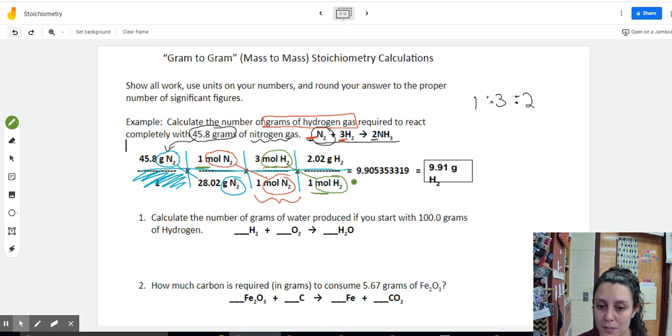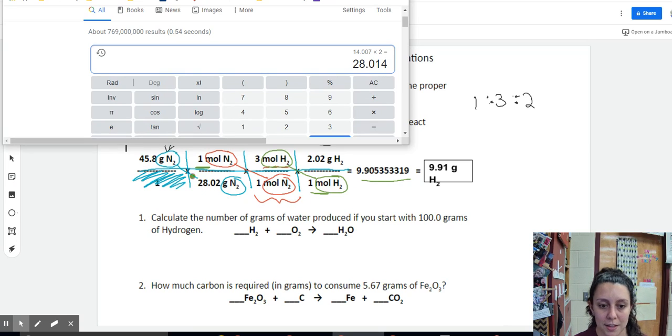Now I do want to show you how this answer comes about. So when you have your calculator up and you're now at this step, you've filled in your whole railroad track, you've done all of your dimensional analysis needed. What we're going to do is go across the top. So we have 45.8. I'm going to multiply it by 1. Now I'm going to multiply it by 3. Now I'm going to multiply it by 2.02. I'm going to push enter. Okay, so I have 277.548, which is all of these things multiplied across the top.